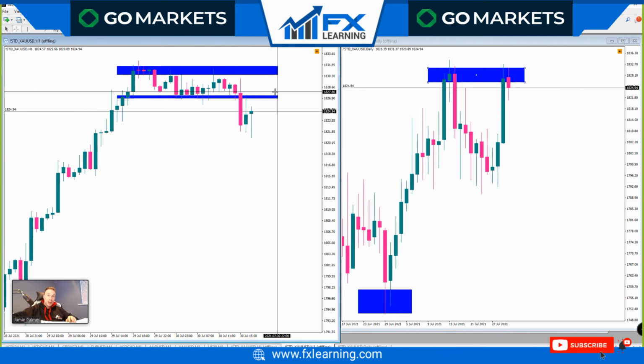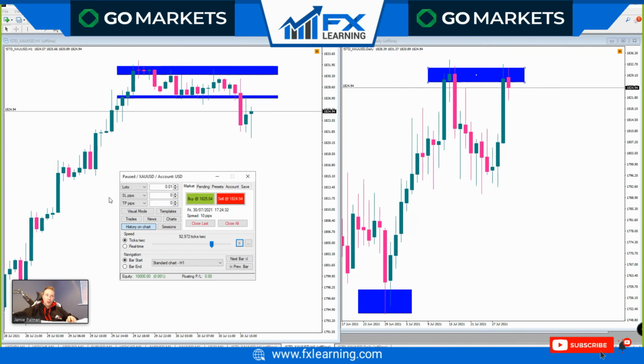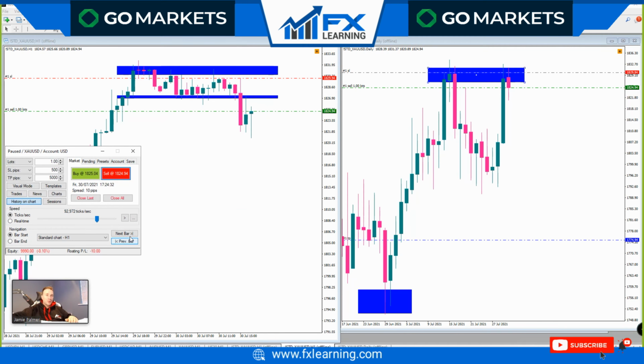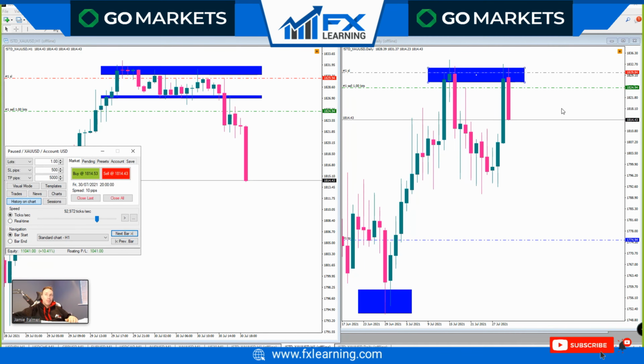Just because we might come back up and retap this level, I'm going to go for a 500 pip stop loss, 1% risk, 500 pip stop loss, and we'll go for a 5,000 pip take profit. There you go. 5,000 pip take profit. Watch what happens now. So we come down. Bang.